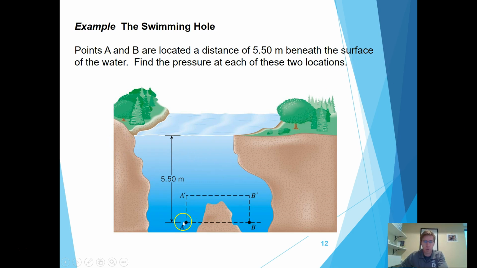Here are two different points, point A here and point B over here under this chunk of land. You can't really tell, but let's imagine that directly above point A, you're half of this distance. So 2.5 meters below this overhang of dirt here, but still 5.5 meters below the surface, is point B. What is the pressure at point A and what is the pressure at point B? Pause it and give it a go.